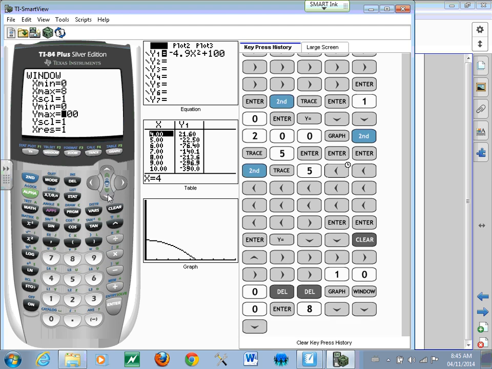Let's just take a maximum height of 110. Let's see if that works. See if that looks better. There you go, guys. So there's that graph I was looking for.